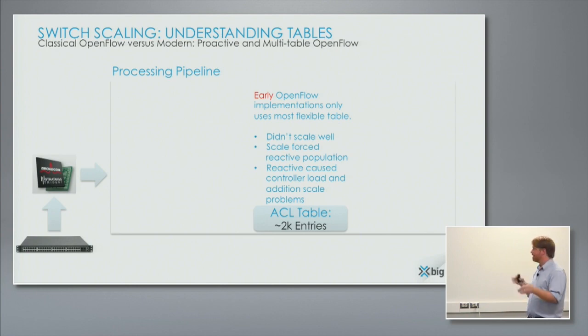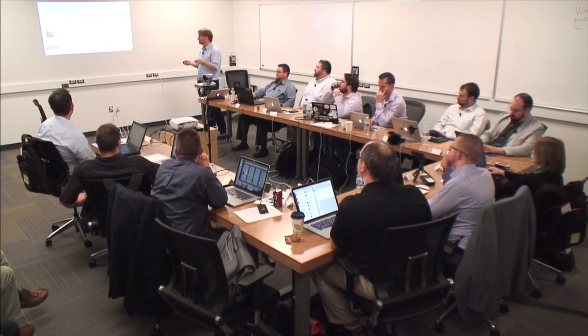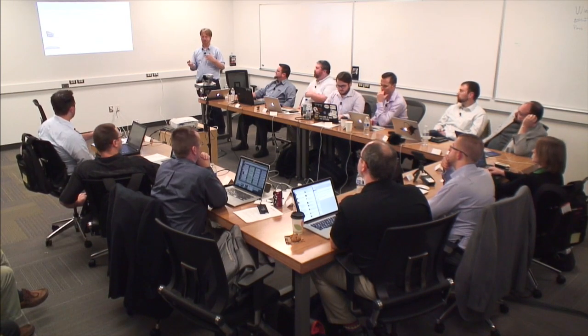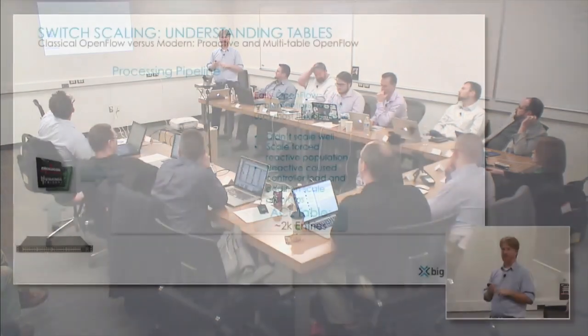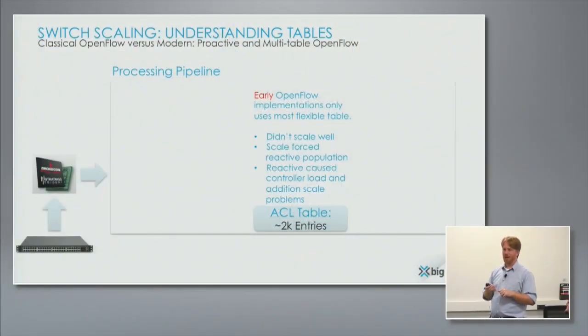And so some of the early OpenFlow implementations only exposed things out of what I'll call the ACL table. And so there was only about 2,000 entries that you could manage. It's very hard to build a scalable network with 2,000 of anything. And so this was not at all an OpenFlow limitation. It was actually a limitation of the implementations.